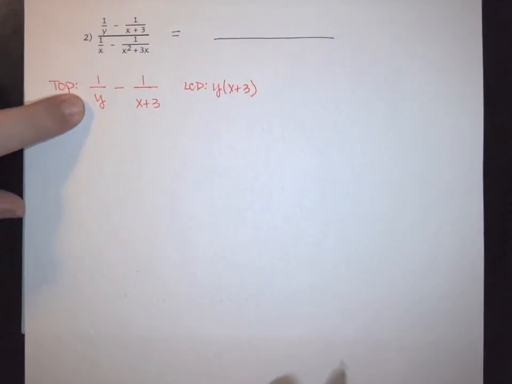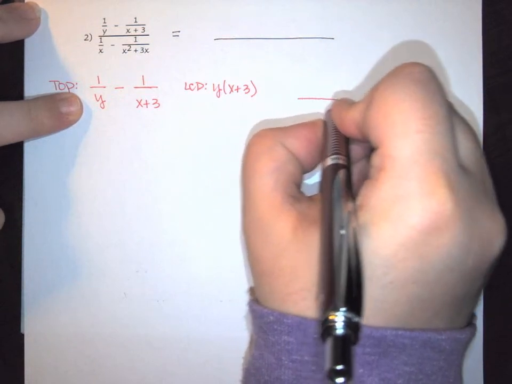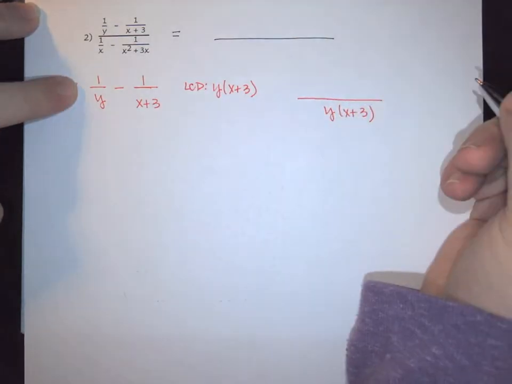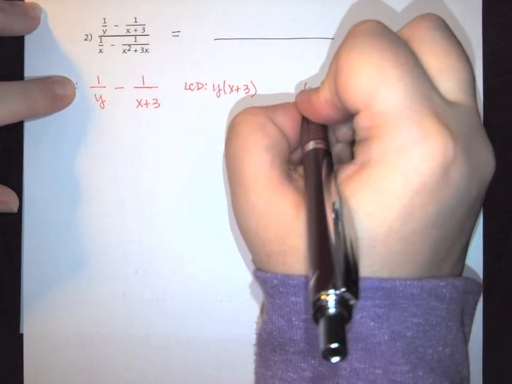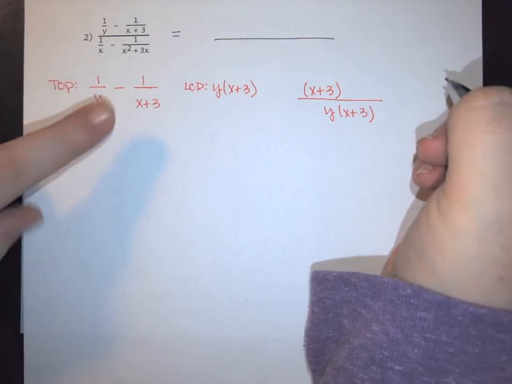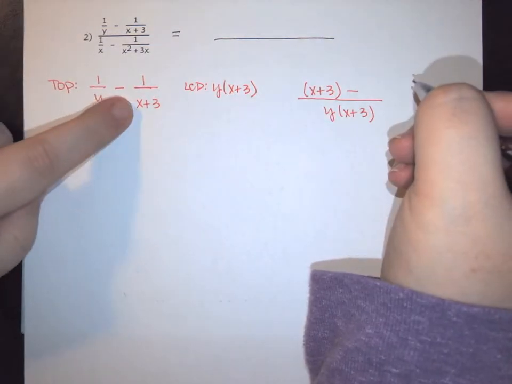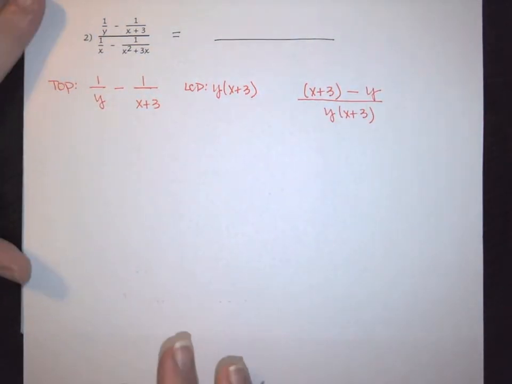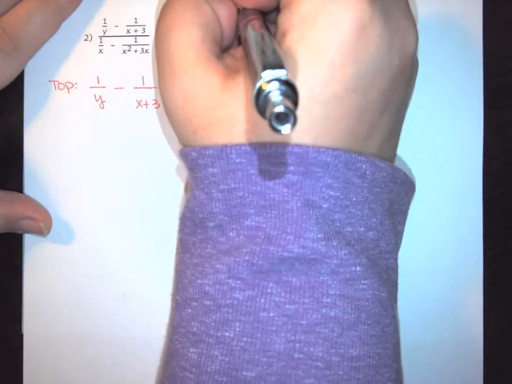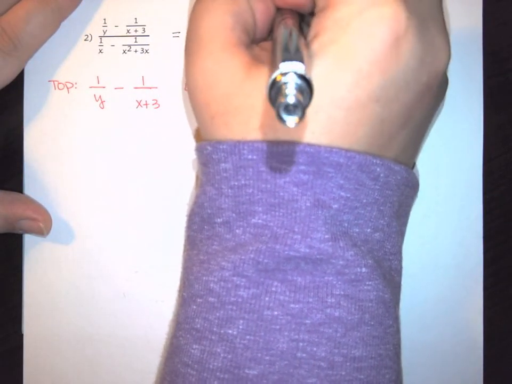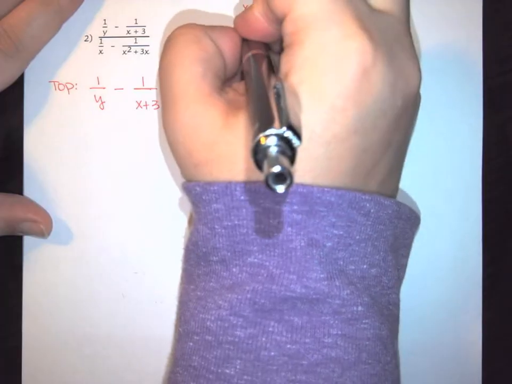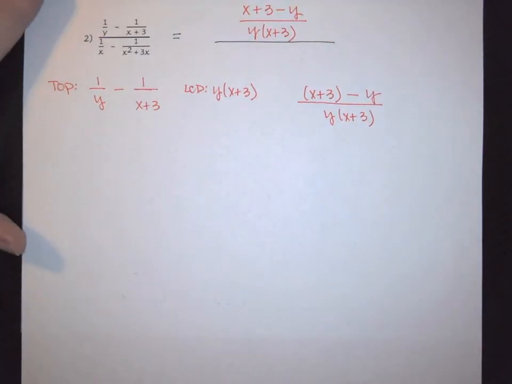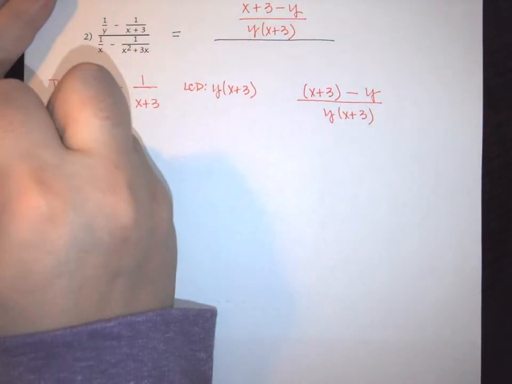So if we look at the first part, we are missing the (x plus 3). So this is going to be (x plus 3) as my first part. I am subtracting, and in the second part I'm missing the y. Okay, so that is my numerator. So here we are going to end up with (x plus 3) minus y all over y times (x plus 3). And now we need to do the denominator.